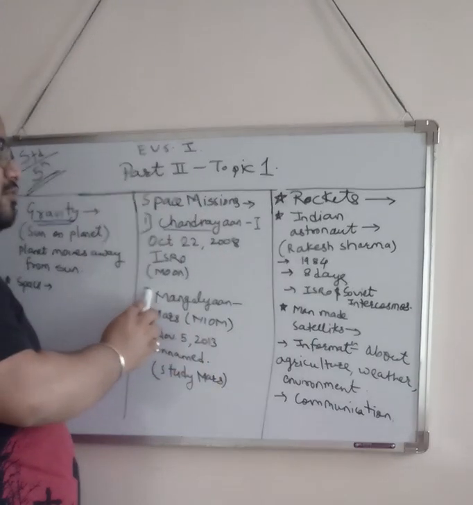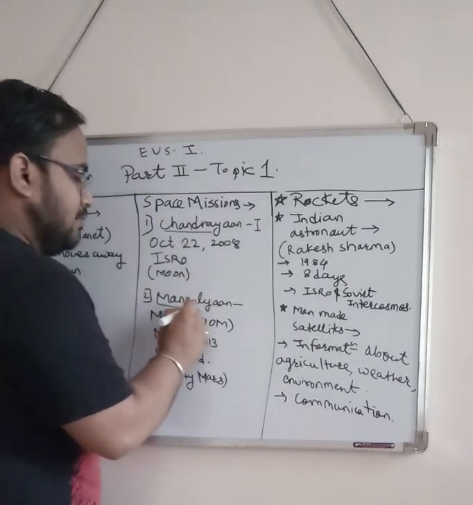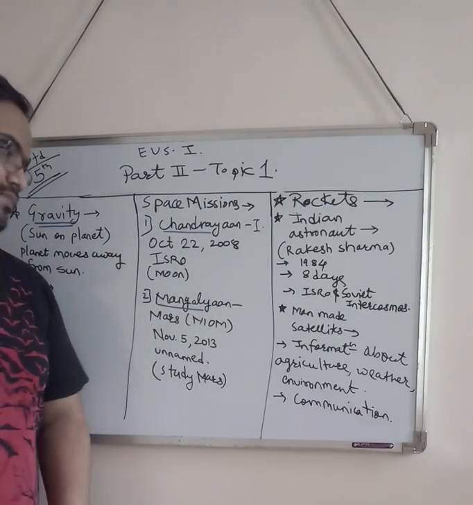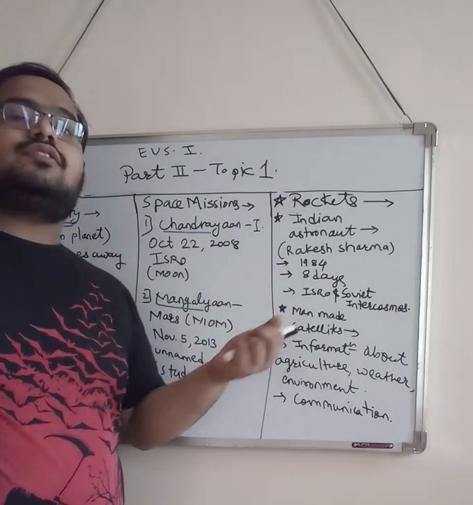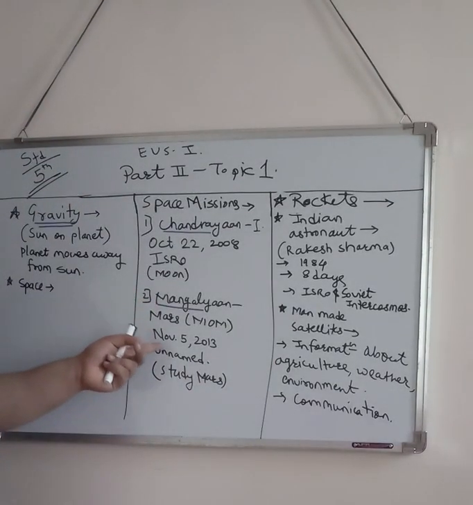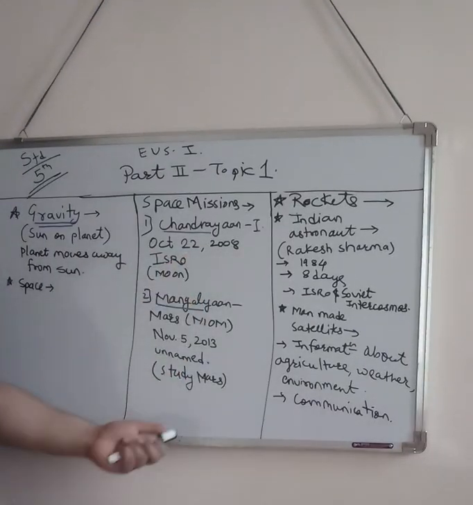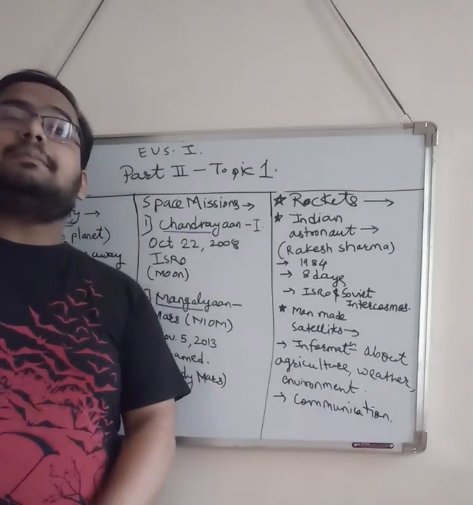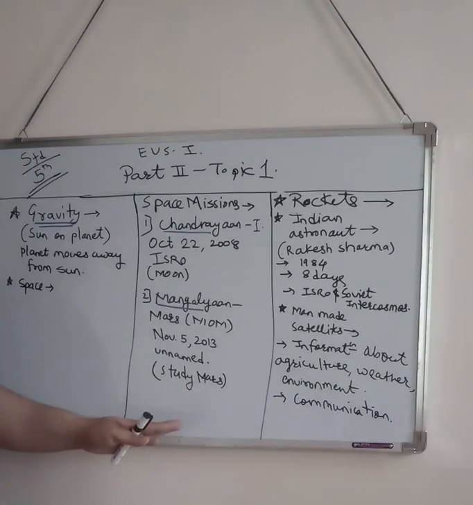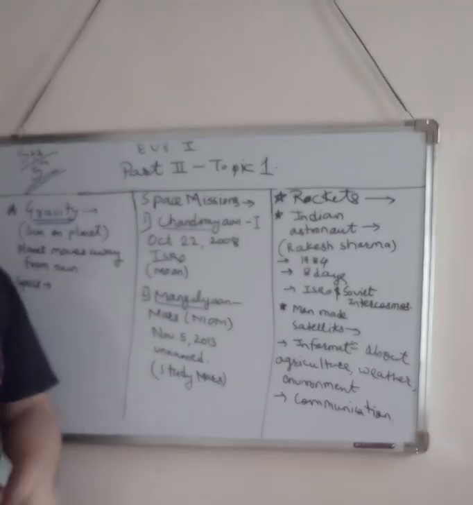Second mission was Mangalyaan. Mangal means Mars. So this mission was to study more about Mars. It was launched on 5th November 2013. And in both these missions there were no people on the spacecraft. It was just robotics. So it is called unmanned.